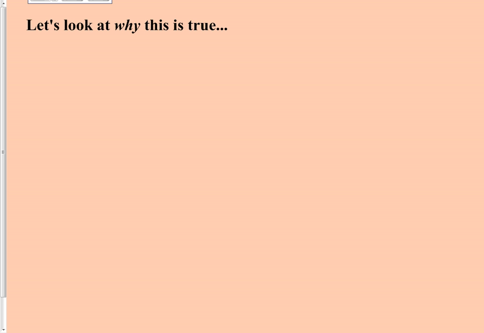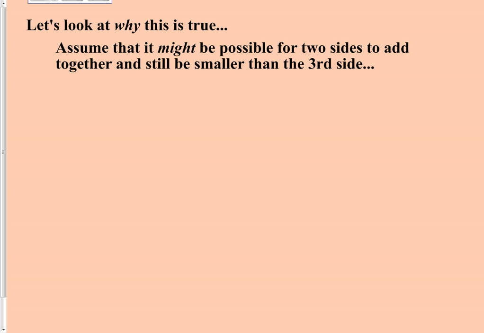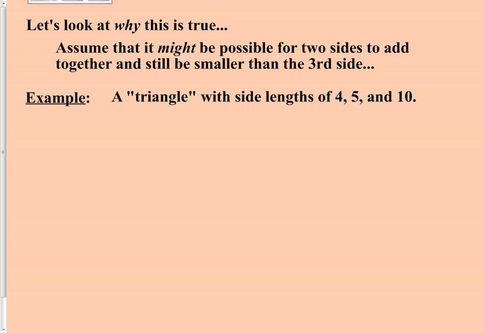Okay, so let's look at the background behind this. It's actually a pretty simple explanation, especially when you look at it graphically. Let's assume for a moment that it might be possible for two sides of a triangle to add together and still be smaller than the third side of the triangle. I mean, after all, what can it really hurt if these two side lengths simply add up and don't reach the length of the third side? Let's take a peek. Let's say we have a triangle that has side lengths of 4 and 5 and 10.